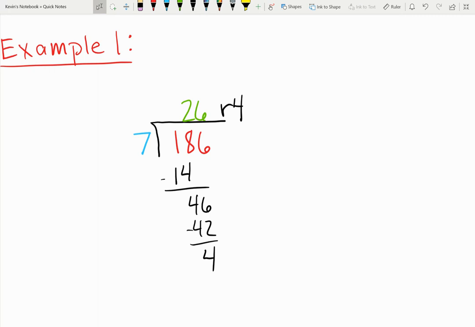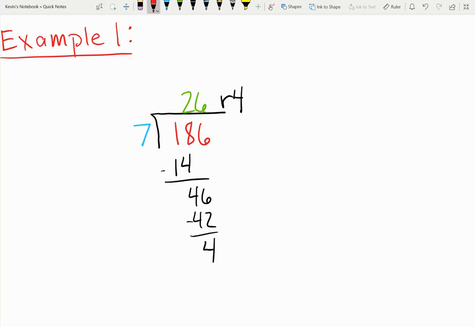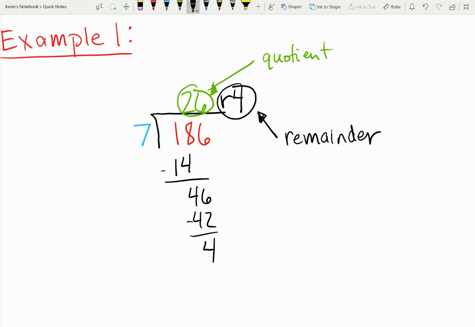Okay. Welcome back. And let's go ahead. I'm going to give you the answers. Let's see if I can start at the top. I have here, if you said 26 was the quotient, you were correct. You said remainder 4 was the remainder. Good job. And then I have the 186. That is your dividend. And then lastly is your divisor. So that's on the outside of the house. And this is your divisor.